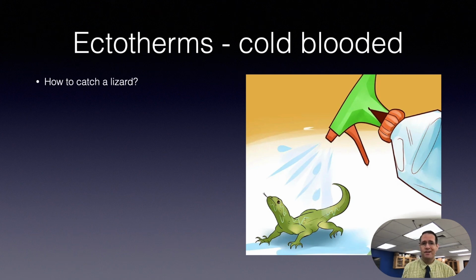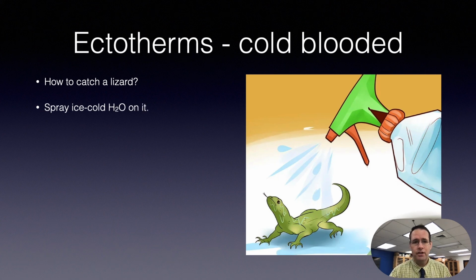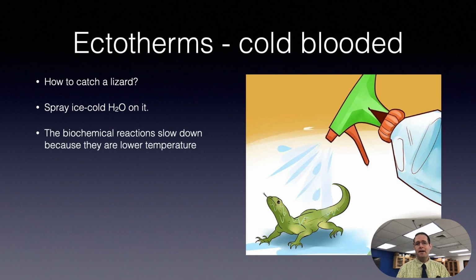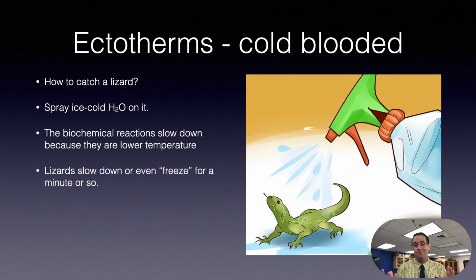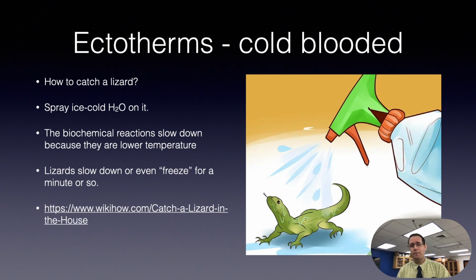Ectotherms are cold-blooded, and so one way to catch a lizard is to spray ice-cold water on it. It doesn't harm the lizard or kill it or anything like that. But what happens is the biochemical reactions within the lizard slow down because they are at a lower temperature. And of course, the physical creature will slow down or even freeze in place for a minute or so, so you can just at your leisure go in and pick it up, scoop it out of the house if you don't want it in your house. Okay, and this is from that website.